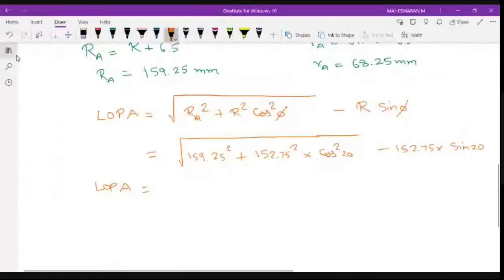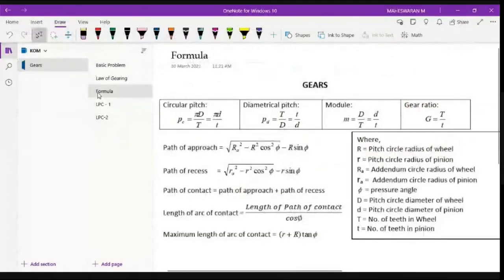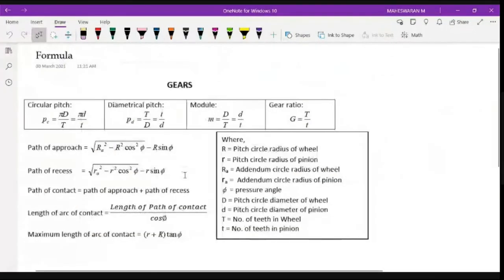No. I think I made a mistake in the formula. That's why I'm checking it out. Just a minute. I think there's a problem in the formula. So what is my formula? Let me check it out. I think last time also I made a mistake. It is minus here. It is not positive. Actually, the formula has to be minus. It is not plus. Right?